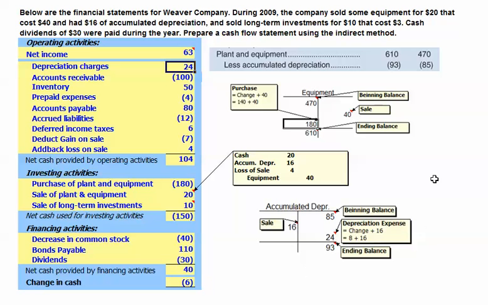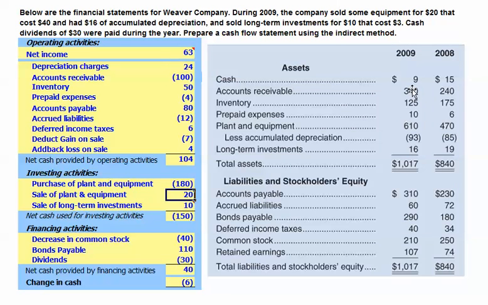The $6 change in cash equals the $6 decrease in cash shown on our balance sheet from 15 down to 9. So recall, when we have gains, we need to deduct those gains from the operating cash flows. When we have losses, we need to add those losses back.